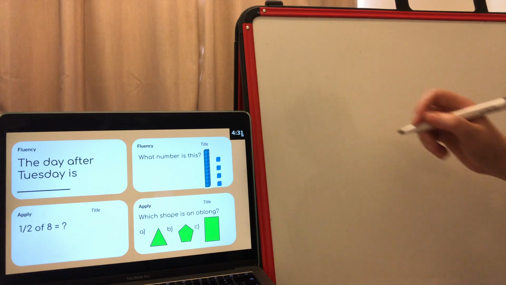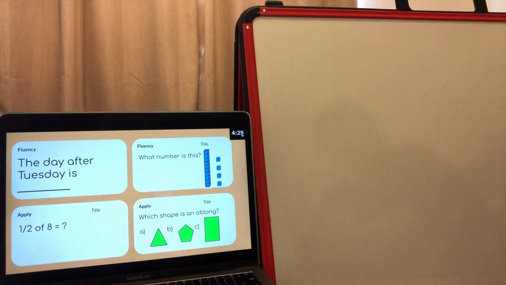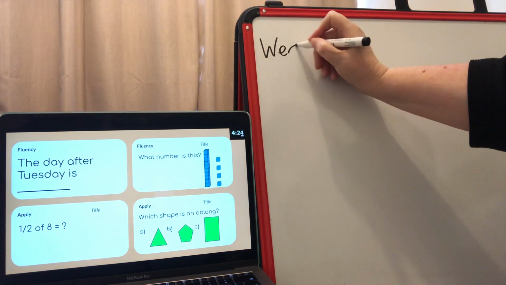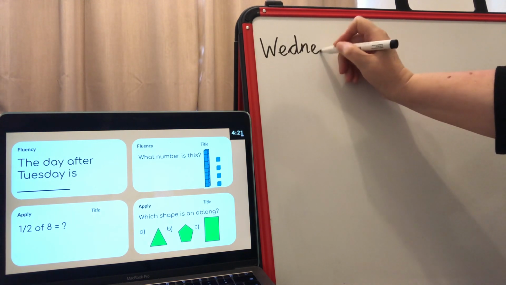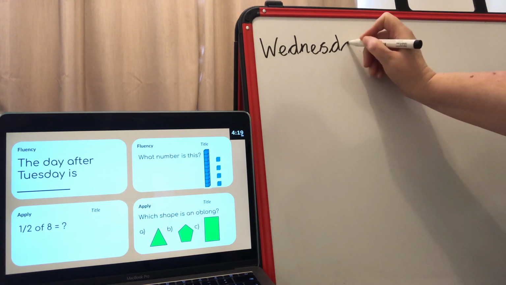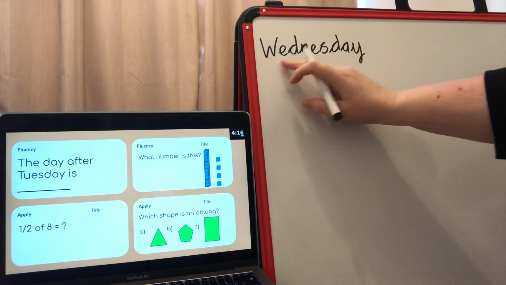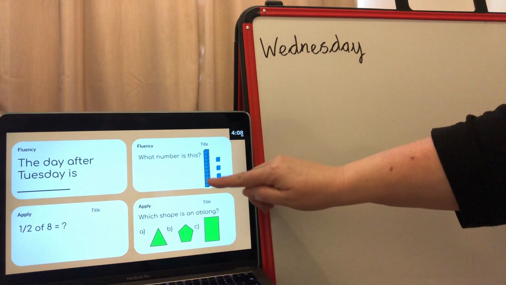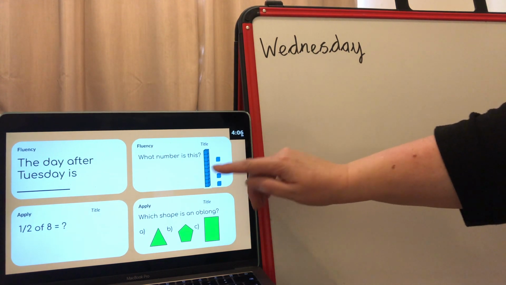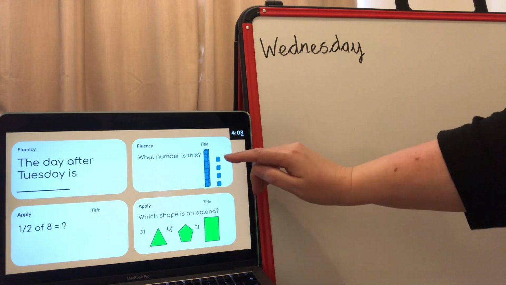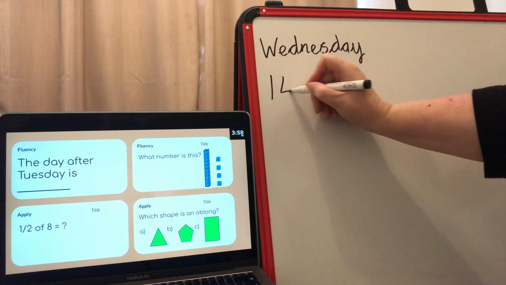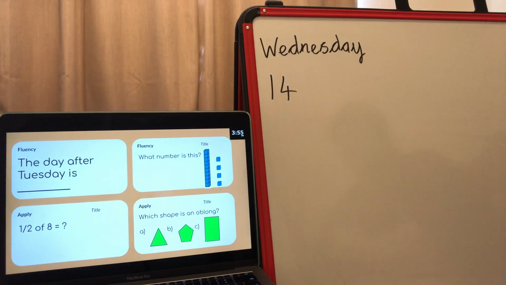So the first question, the day after Tuesday, let me think, Monday, Tuesday, Wednesday. Did you spell it right though? If you look at how Wednesday is spelt and you were to sound it out, it sounds like Wednesday. Okay, what number is this? Well, I've got a 10 and some ones, so I'm going to count this one in tens and then add on in ones. 10, 11, 12, 13, 14. 1 ten and 4 ones is 14.